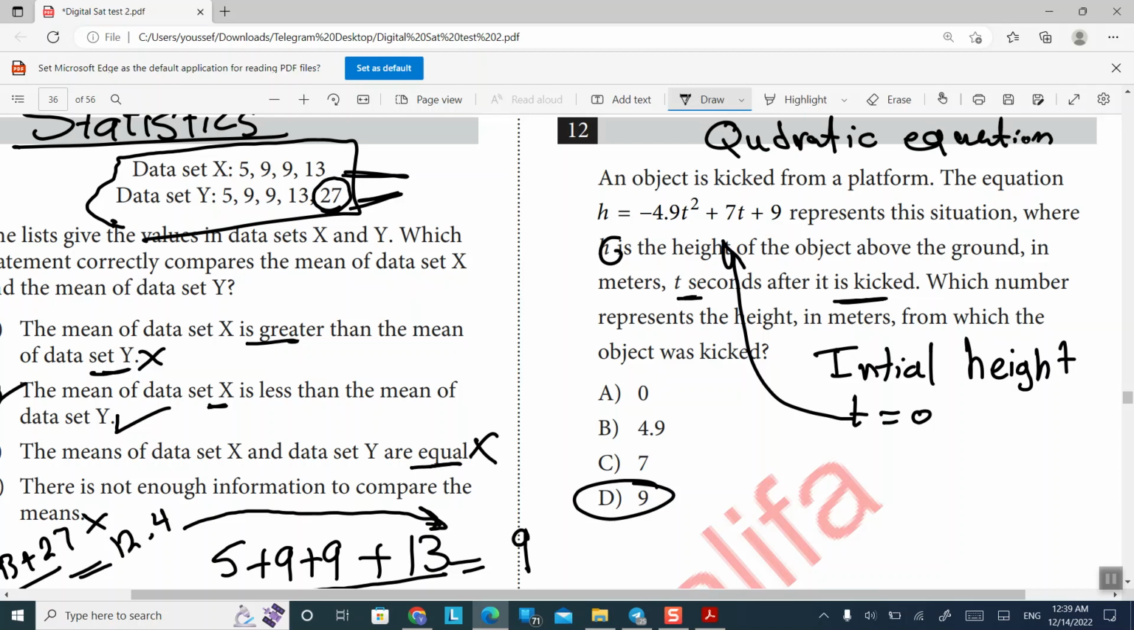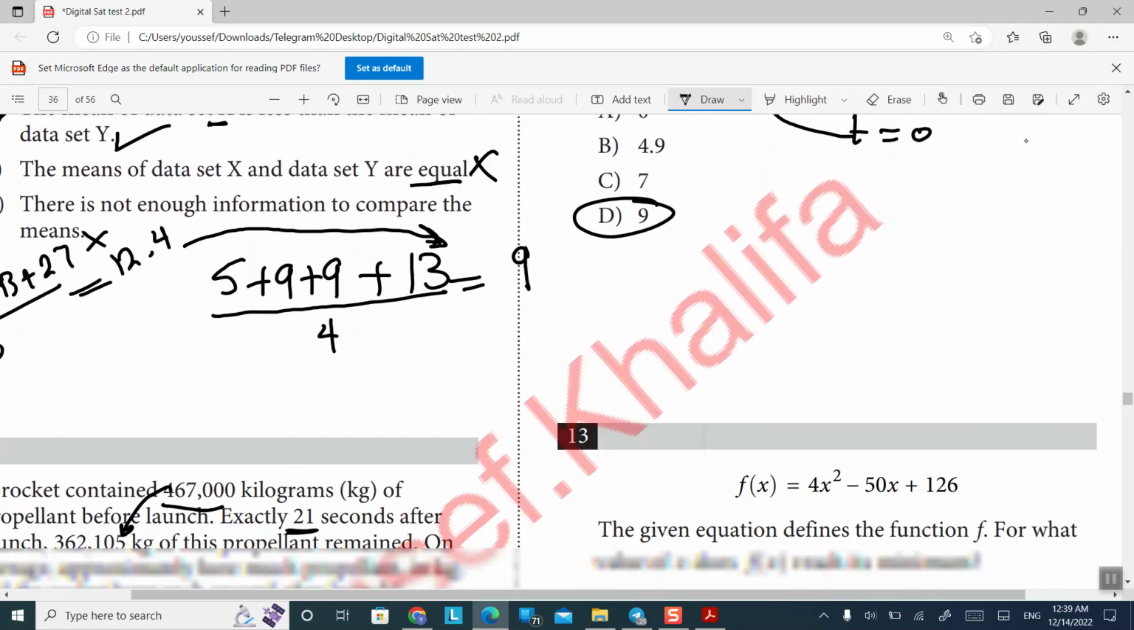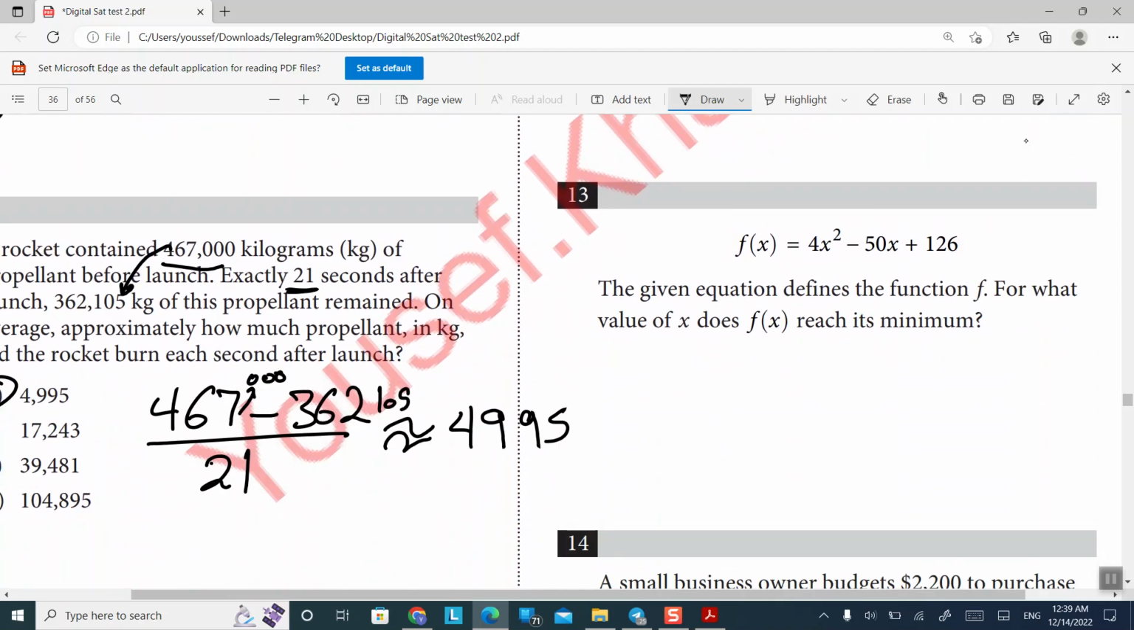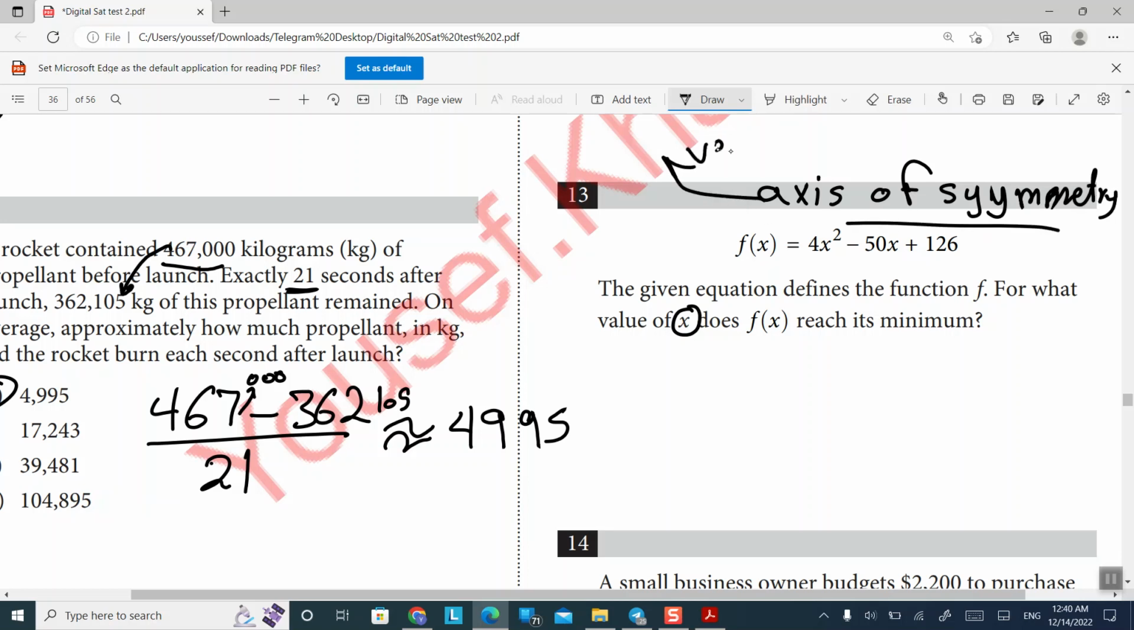Quadratic interpretation. So let's move on. The given equation defines the function f. For what value of x does f of x reach its minimum? So he needs here the x, which is the axis of symmetry, and he's testing here that to find the axis of symmetry, in other words, the vertex.